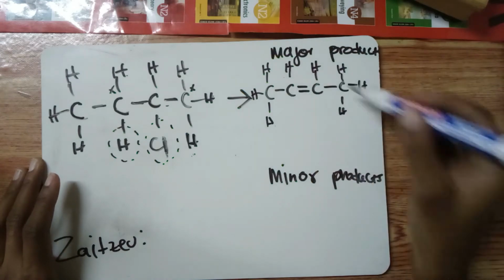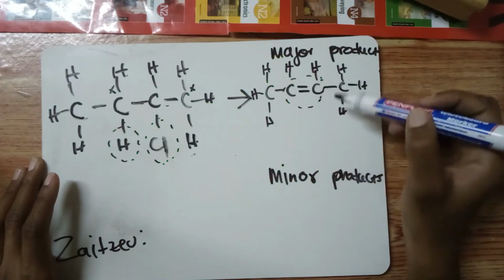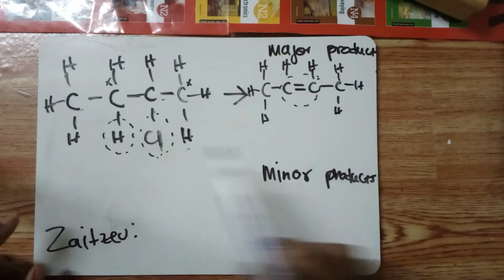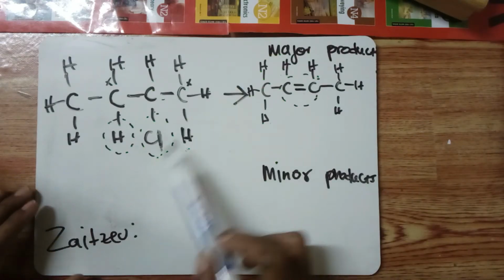And there we are. We have somehow formed the double bond there. For a minor product to form, it means that the hydrogen will be removed from the carbon atom.